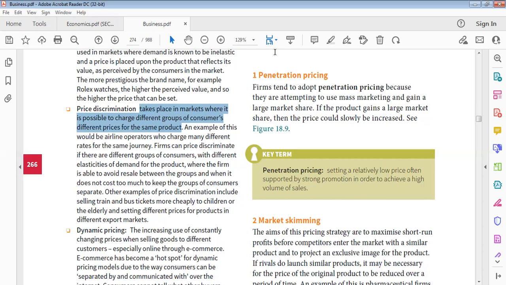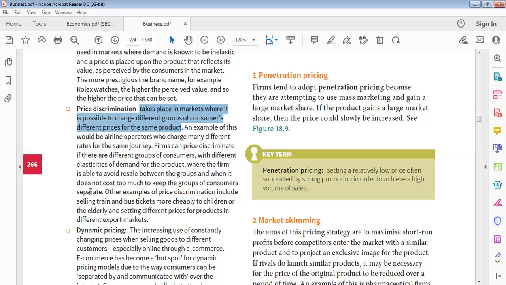So the product is the same, right? It's the same hotel or the same resort, but they're charging their price based on the situation, differently. A different price in a different situation, or to different groups. They're charging a different price for the customer who wants to go inside, and a different price for the customer who wants to go outside.